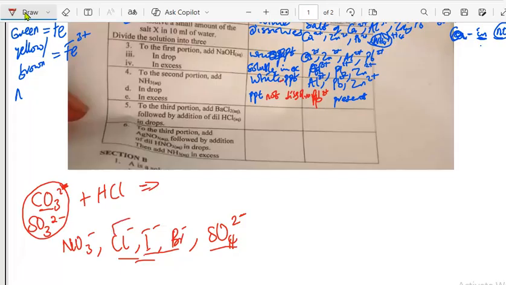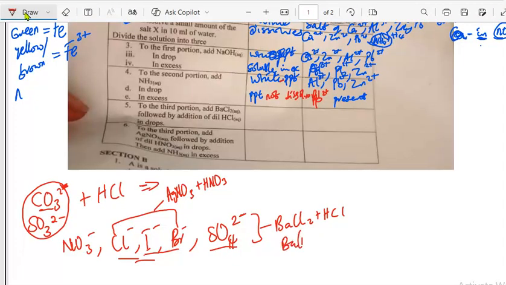For halide ions, we use silver nitrate, together with nitric acid. For sulfate ion, we use barium chloride together with hydrochloric acid, or we use barium nitrate together with HNO3. So if you are using barium nitrate, then the acid you are using is HNO3. If you are using barium chloride, the acid you are using is HCl.